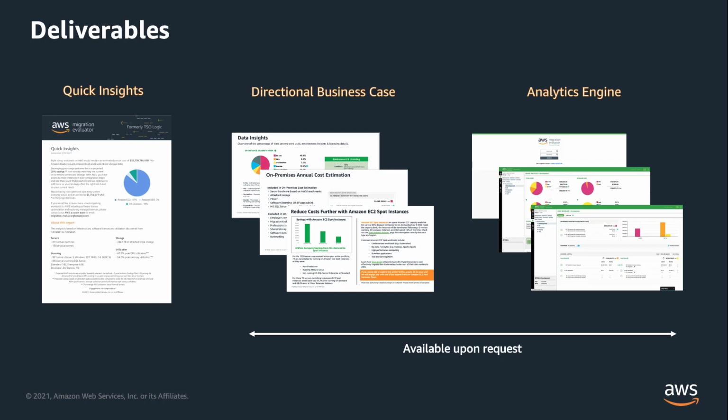And finally, there is the Analytics Engine. This is a web-based console which allows you to view your on-premises infrastructure data and compare different AWS cost model scenarios, build your own scenarios, and see groupings of your infrastructure by environment or application. You can even drill all the way down into single servers to see their individual costs and specifications, export the data for detailed analysis, and more. Access to the Analytics Engine is available on request.